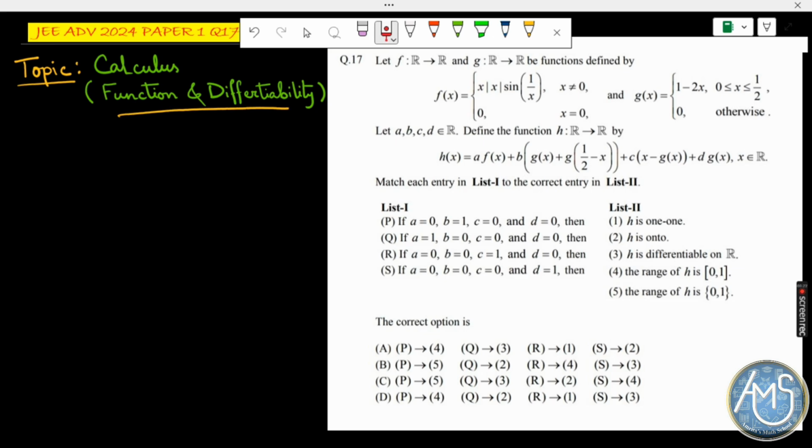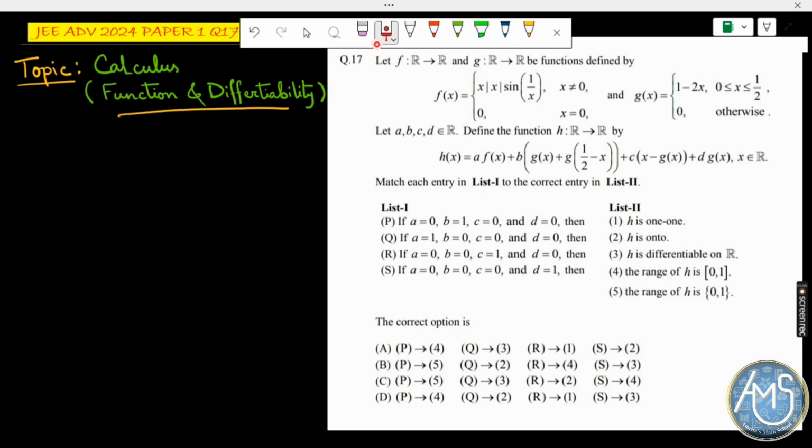So let's read question number 17 first. Let F from R to R and G from R to R be functions defined like this. Let a, b, c, d belong to R. Define the function H from R to R by H(x) equals a·F(x) plus b·G(x) plus G(1/2 − x) plus c·(x − G(x)) plus d·G(x), where x belongs to R, because all the functions are real valued functions. Now match each entry in List 1 to the correct entry in List 2.